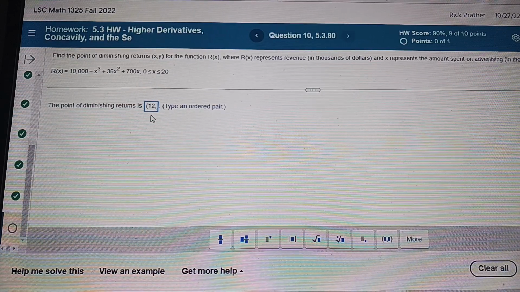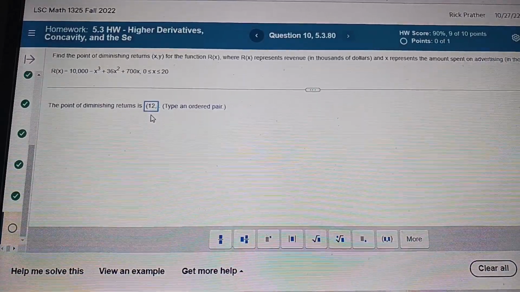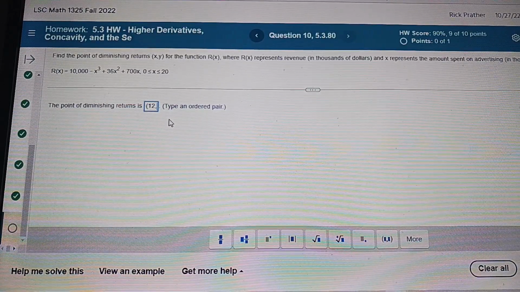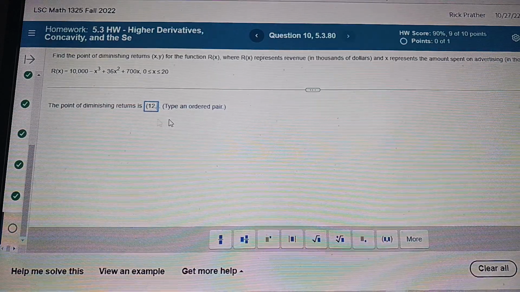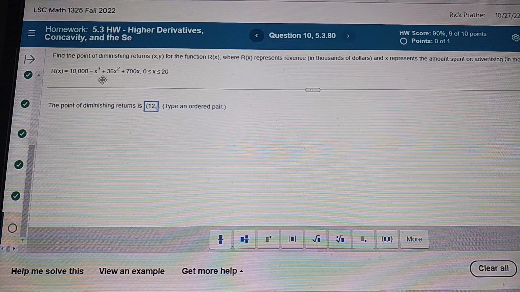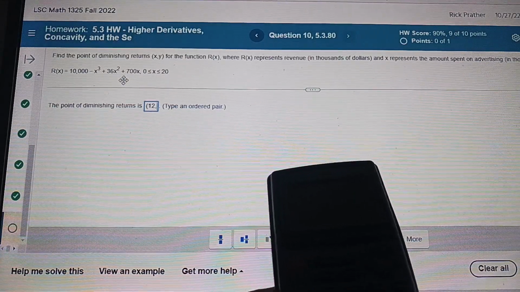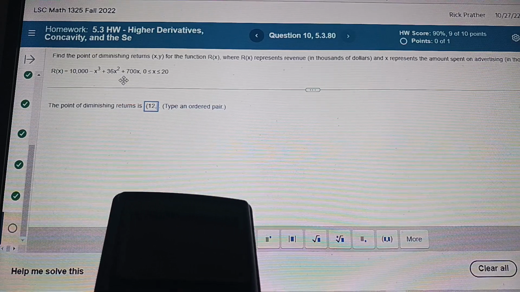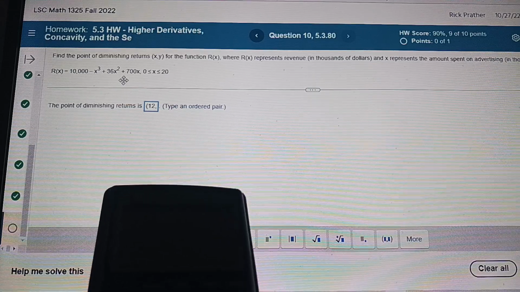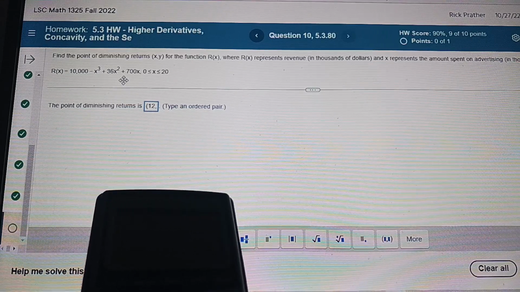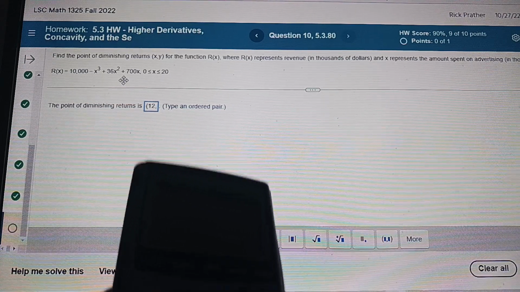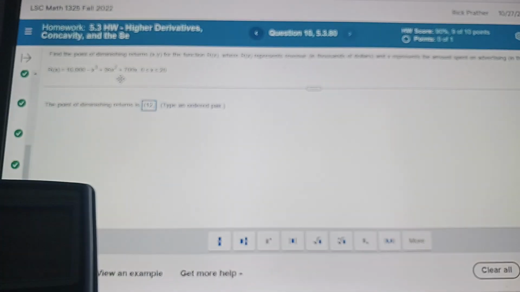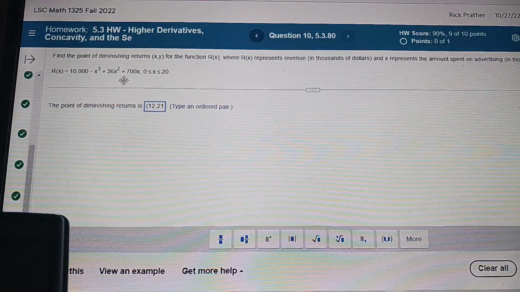And then they do want an ordered pair. They do want an XY. So whenever you want the Y value, it's always from the original, never from any derivative. So I'm just going to plug 12 into where these three X's are right there. 10,000 minus, plug in 12, raise it to the third power, plus 36, plug in 12 and square it, plus 700, plug in 12. So again, I don't know how well you can see that here, but it came out to $21,856.